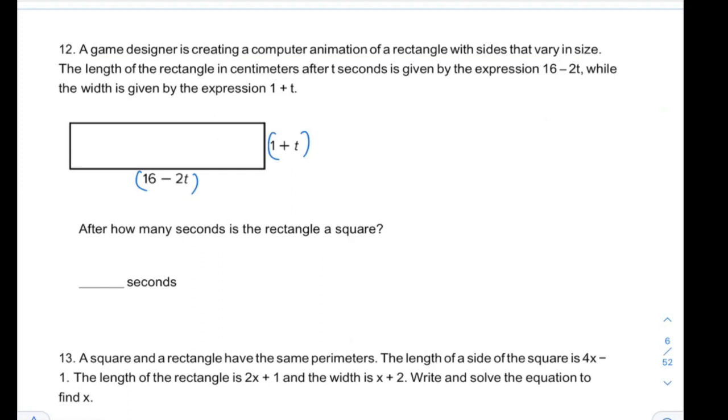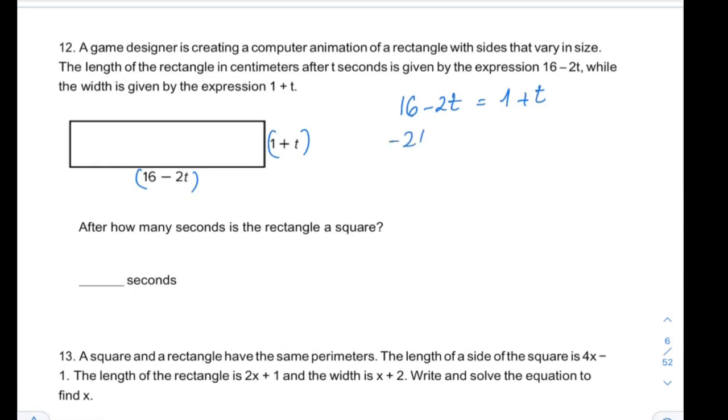So for the rectangle to be a square, we have to have equal sides. The length should be equal to the width. That means 16 minus 2t should equal 1 plus t, and we will solve the equation. So you can say negative 2t minus t is equal to 1 minus 16. So negative 3t is negative 15. And when you divide, this means t is 5. So after 5 seconds, the rectangle becomes a square.